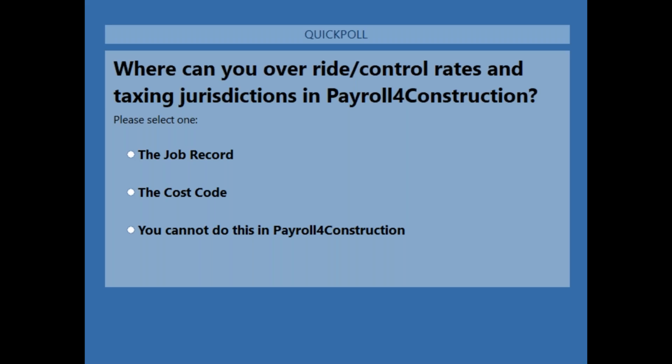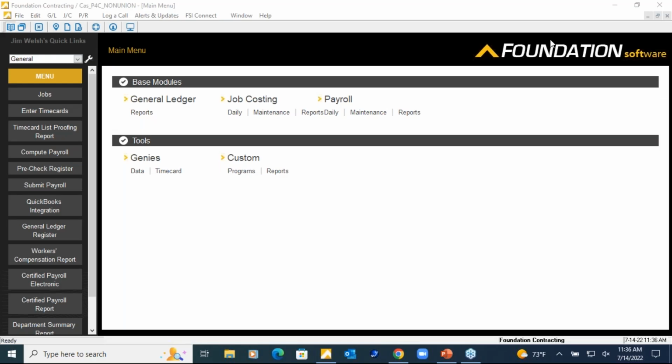Okay, looks like we just got a couple more. The last one, once more: where can you override or control the rates in taxing jurisdictions in payroll for construction: the job record, the cost code, or you cannot do this? Okay, perfect. Everybody got it right. It is the job record. So I'm going to close this out.